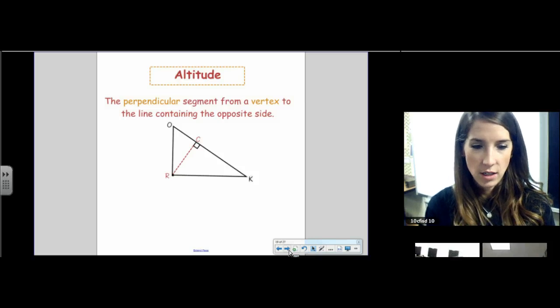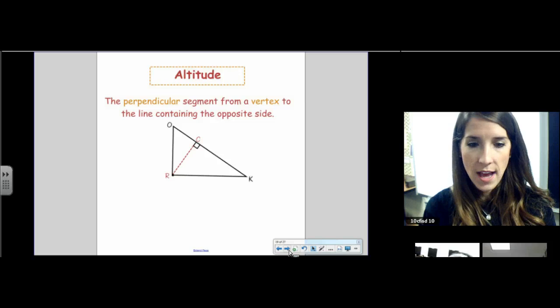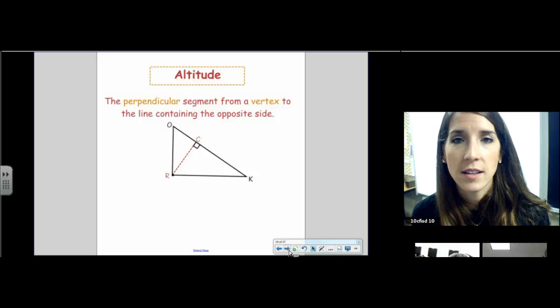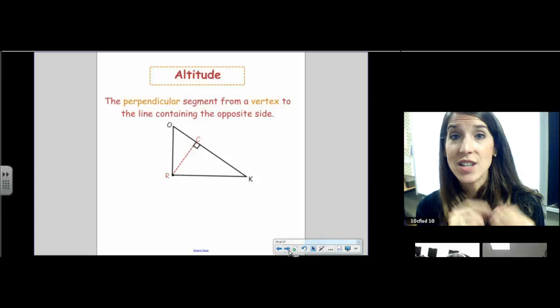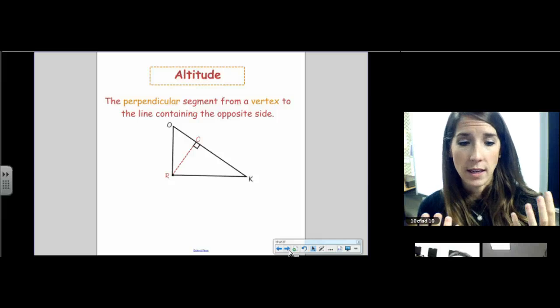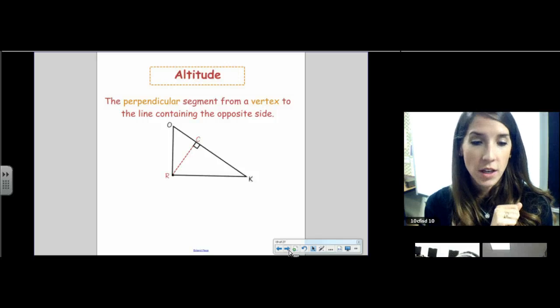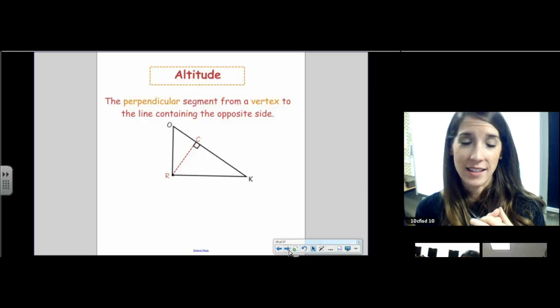RC is an altitude. It goes from R to OK and is perpendicular to OK. RC is perpendicular to OK. It does have to go through a vertex. So 3 of our special segments have to go through a vertex: angle bisector, median, and altitude. The only one allowed to not go through an angle is perpendicular bisector. The height. Very good, Rishi. The altitude is going to be the height when we start finding the area of triangles next semester, yes.